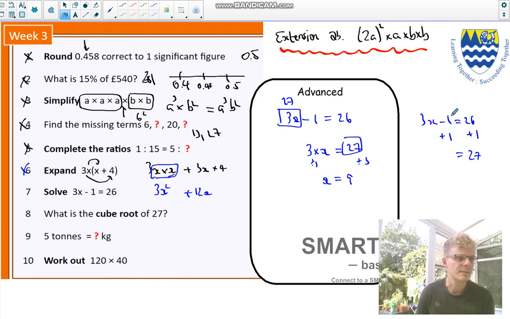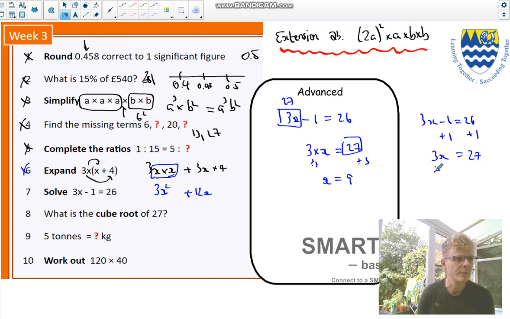Now I started at minus 1, but I did the inverse. I got rid of that operation by adding 1. The only operation I'm left with is 3x now. So there you go. You can see that's exactly the same thing. So 3x equals 27. That's that same line there.